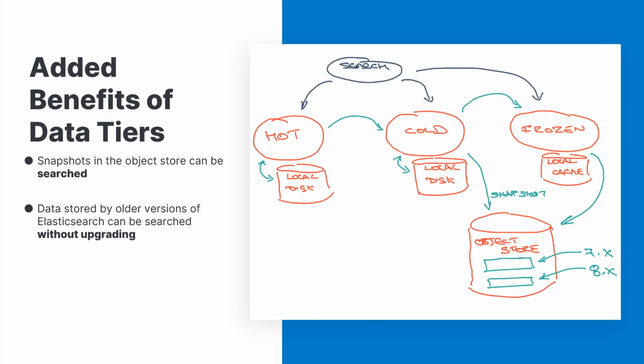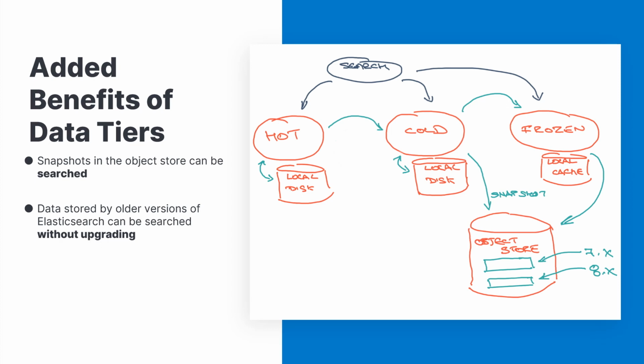Cold data is also fully cached on the node local disk, and frozen is partially cached. So this latter scheme gives you a storage saving of 80% over the hot tier, and the former storage scheme, cold, gives you a storage saving of 40% on average over the hot tier.